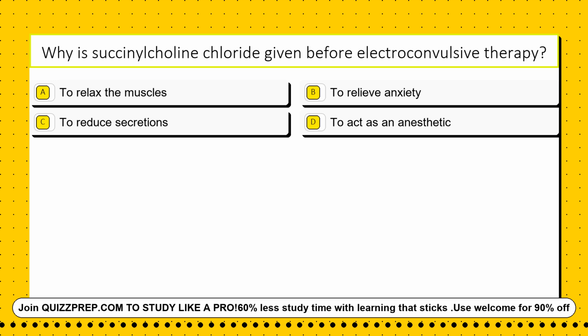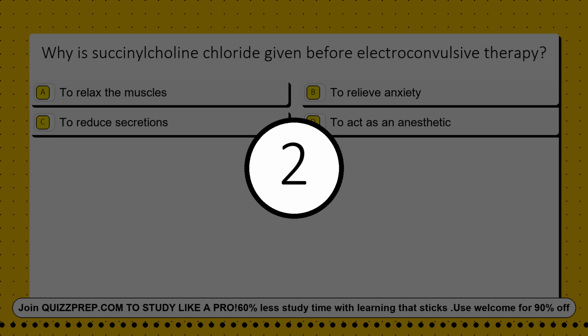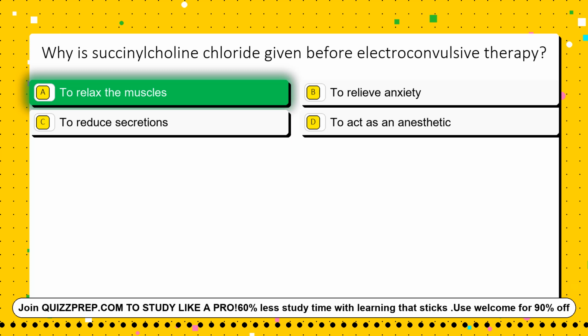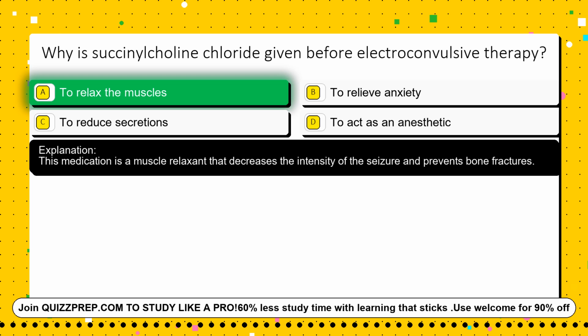Option A, to relax the muscles. Option B, to relieve anxiety. Option C, to reduce secretions. Option D, to act as an anesthetic. The correct answer is option A, to relax the muscles. This medication is a muscle relaxant that decreases the intensity of the seizure and prevents bone fractures.